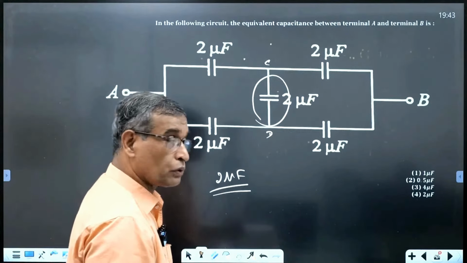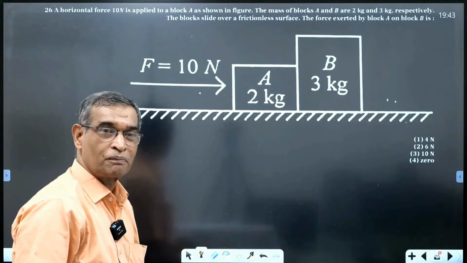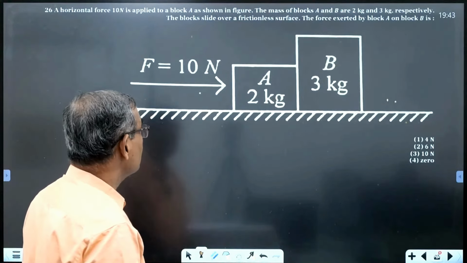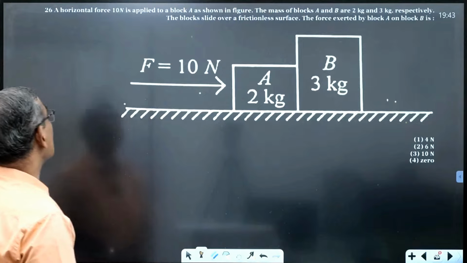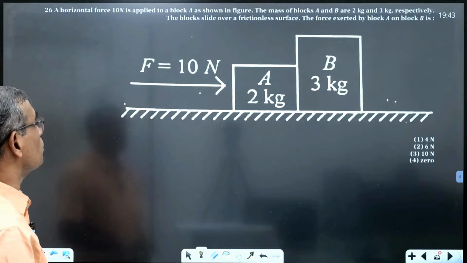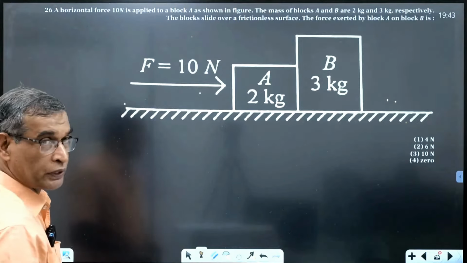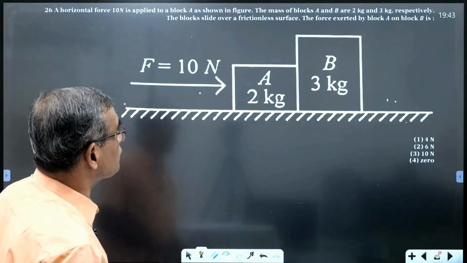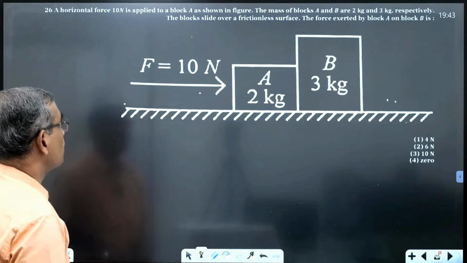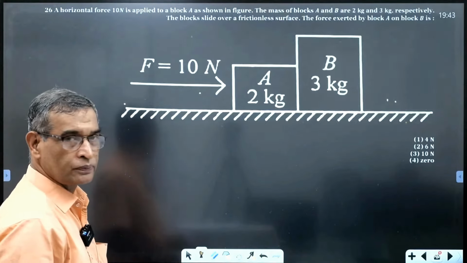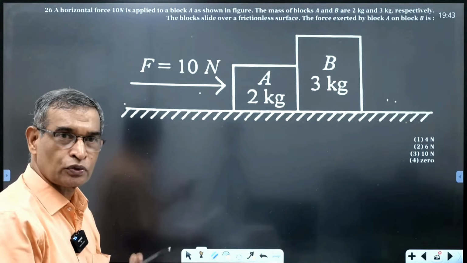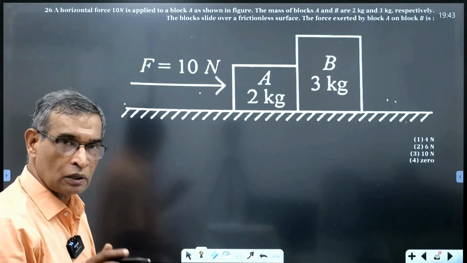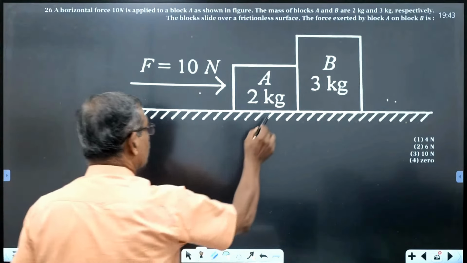Now, we shall go to the next question. It is a very basic problem we have met many times through our material. Now, a horizontal force of 10 Newton is applied to block A, as in the figure. The masses of blocks A and B are 2 kg and 3 kg respectively. The blocks slide over a frictionless surface, and therefore whatever force is applied is used for acceleration, and the ready-made formula is there with you. Now what is the contact force here?